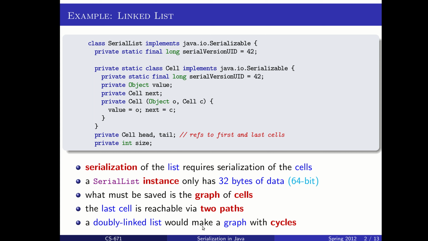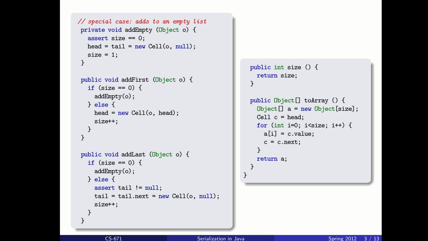A doubly linked list would be very complicated to do this with because its graph would have cycles. The head would point to its next, and that next would point back to the head. So as we try to follow the references with the default serialization methods, it would just cycle potentially forever there.